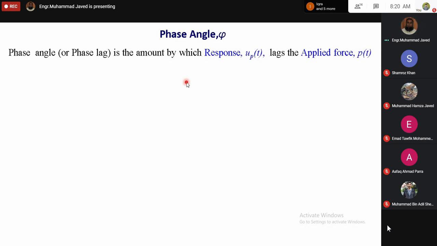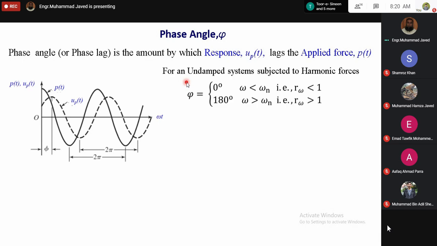Phase is the amount by which the response lags the applied force. And for an undamped system with frequency ratio less than 1, phi is 0. For frequency ratio greater than 1, phi is 180 degrees. Now this is the lag in terms of angle, which is difficult to understand and visualize. Therefore, it is better if we convert this angle into time.